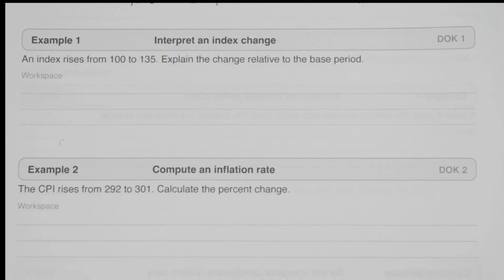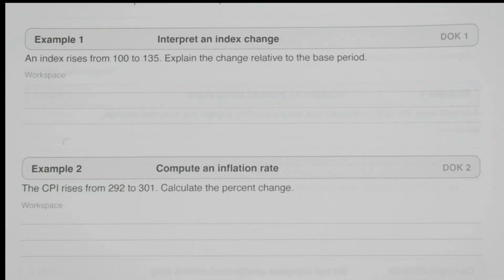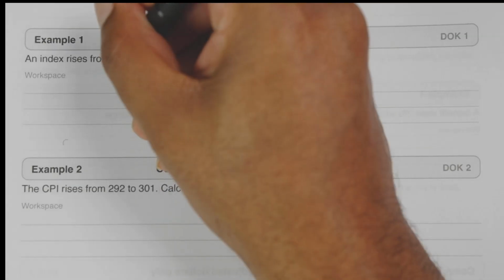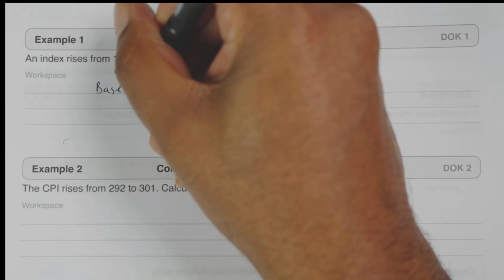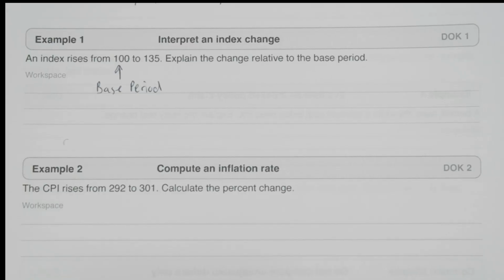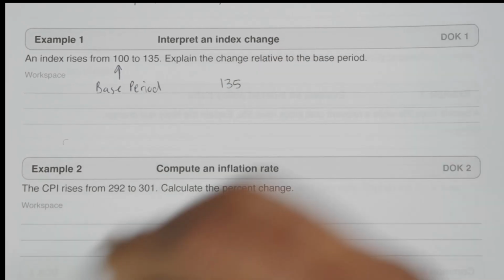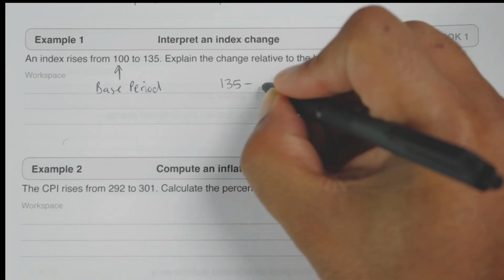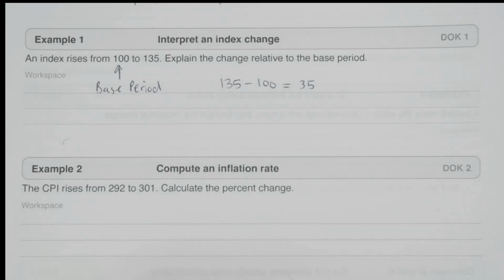Example number one, interpret an index change. Suppose an index rises from 100 to 135. What does that mean? Remember, 100 represents the base period. That's the base period. The amount of increase is 135 minus 100, which equals 35.